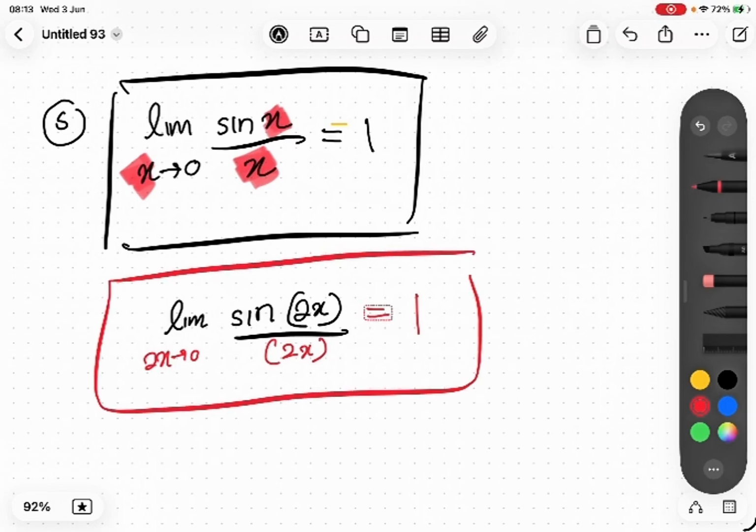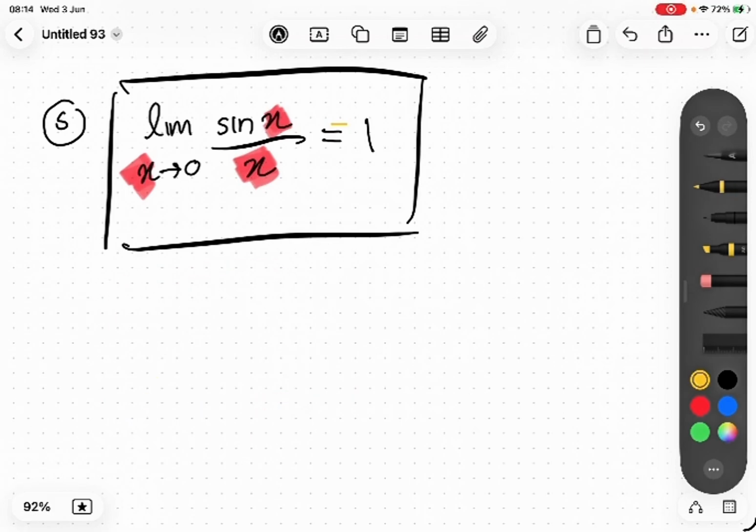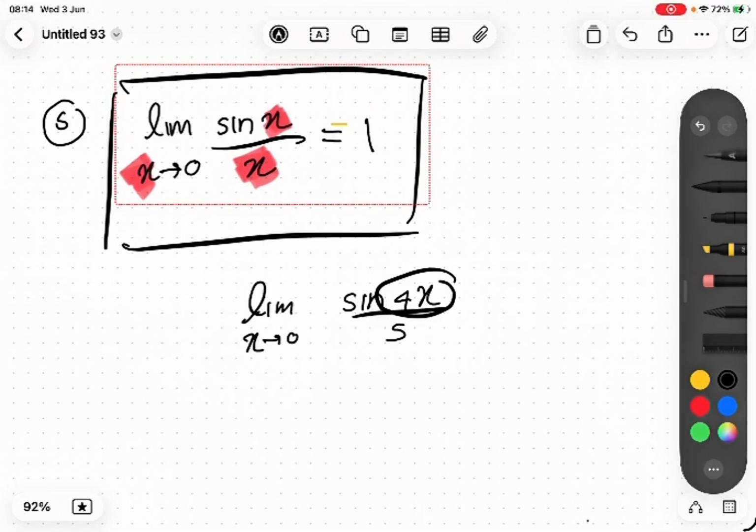Can you understand? So these two should be the same, and this value should tend to 0, not to any other value. 2x tends to 0. Okay, right. Now if they have given a question like this, let's say you have to find the limits of sine 4x over 5 when x tends to 0. This is the given question. Right. Now we can't change the angle. That means the sine value of 4x, we can't change the angle.